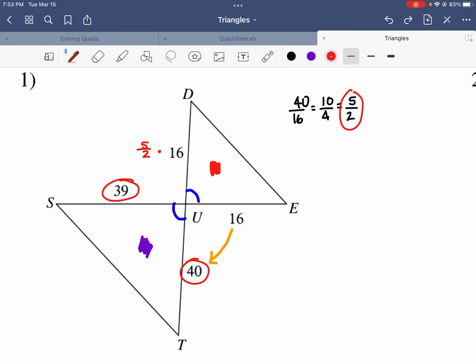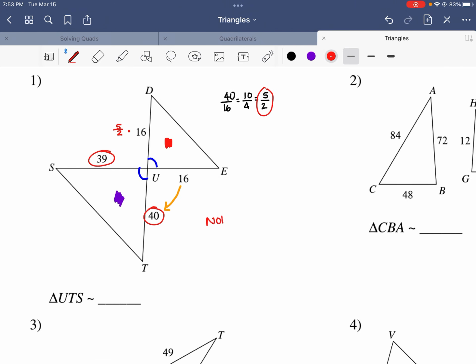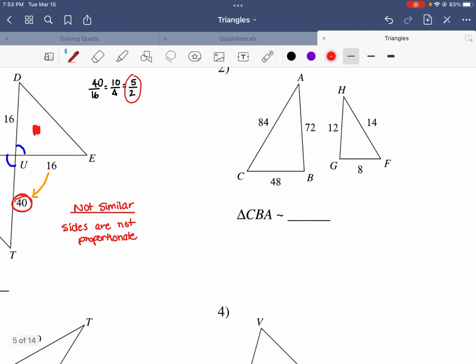So this is not similar. Not similar. And we'll say sides are not proportionate. So again, if these are similar triangles, then the 40 side and the 39 side should be the same. But obviously they're not. So they are not similar. We can move on now.